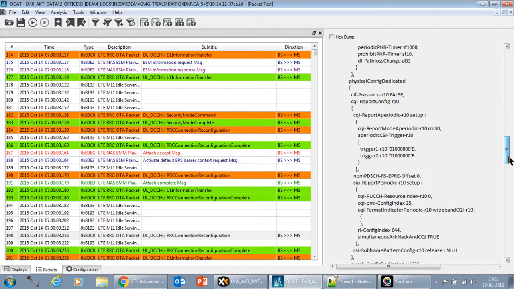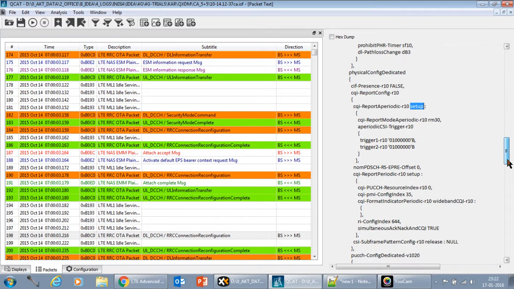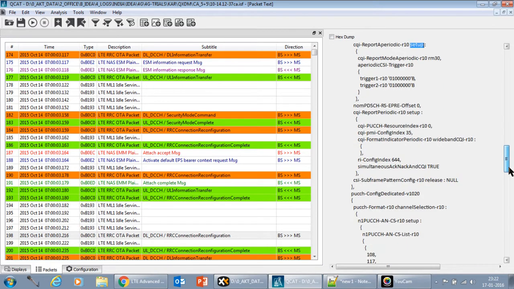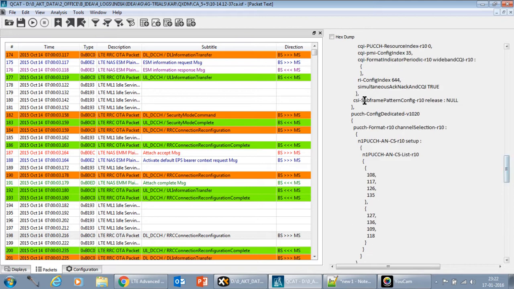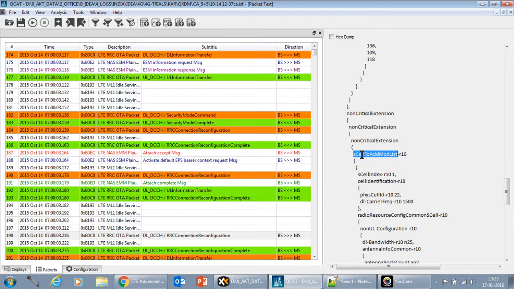Okay. So CQI reporting is set up for R10. This has got nothing to do with the CA. So we are setting up the PUCCH configuration. Now please look at this SCell to add or modify list R10. SCell index 1 is getting added, physical cell ID 22 and frequency 1500. Now you must still remember that we were on frequency 1550 before, and I think 55 was the PCI.